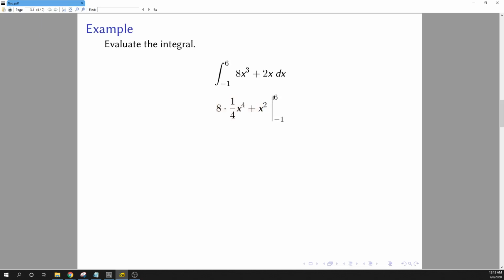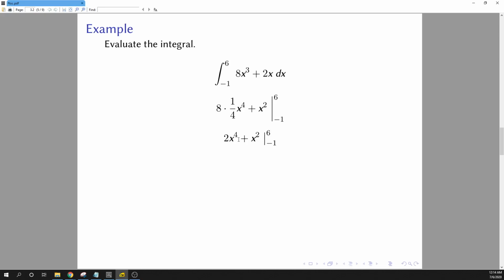And this vertical bar basically means to evaluate this antiderivative at these two points and then subtract them. So that's a new notation. You may not have seen that before. What we're going to do is plug in the 6 and plug in the minus 1 and then subtract. That's essentially what that means. Before you do that, though, I highly encourage you to simplify this. Otherwise, you're creating more work for yourself if you plug in before you simplify. So 8 times a quarter is 2. So now I have the antiderivative completely simplified.